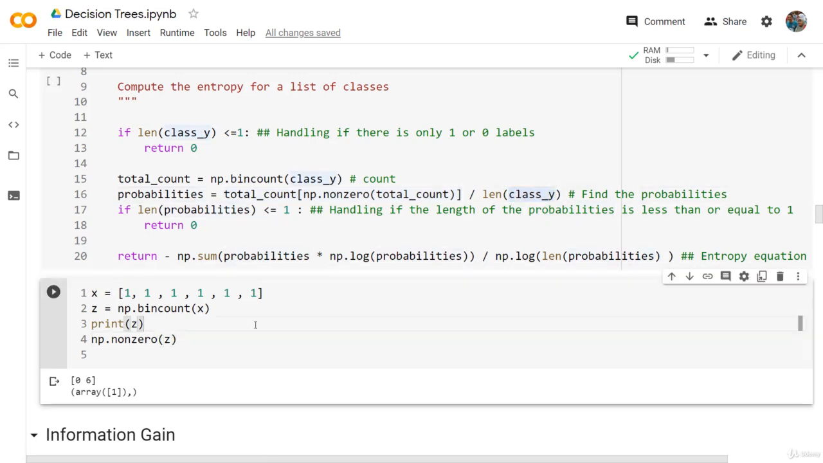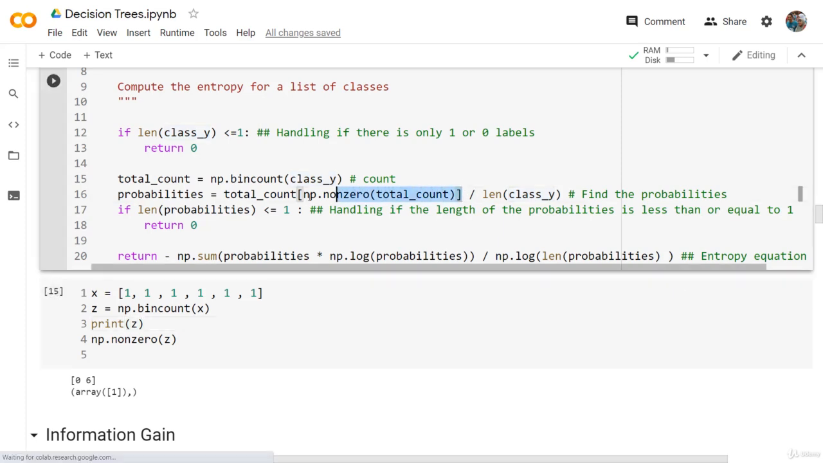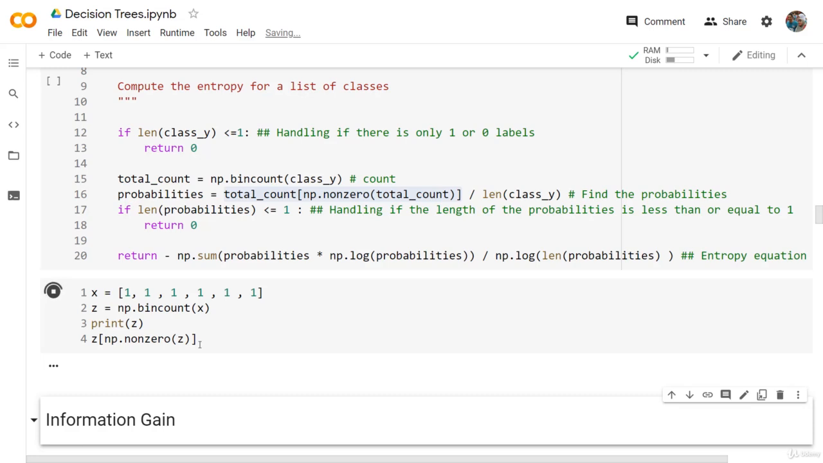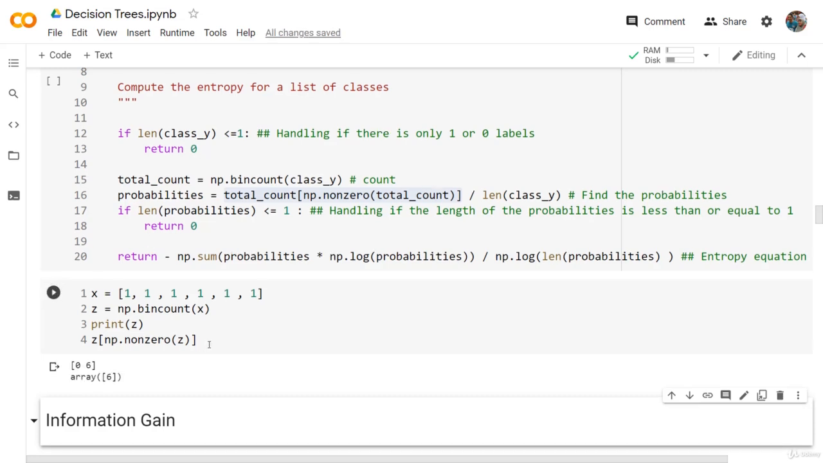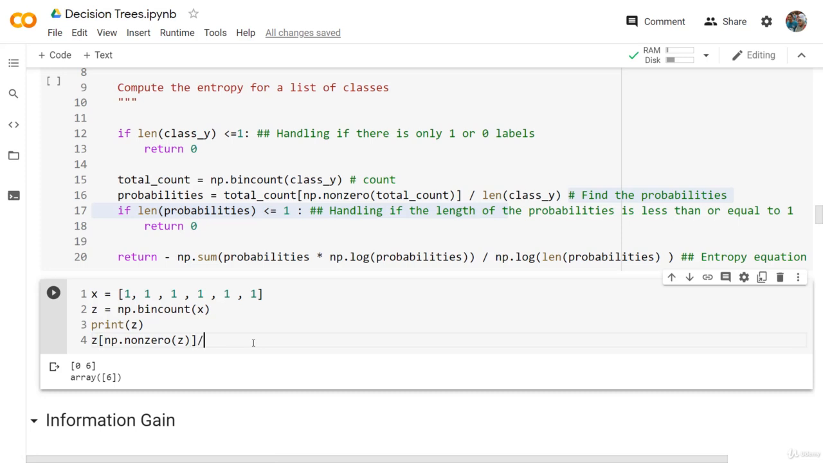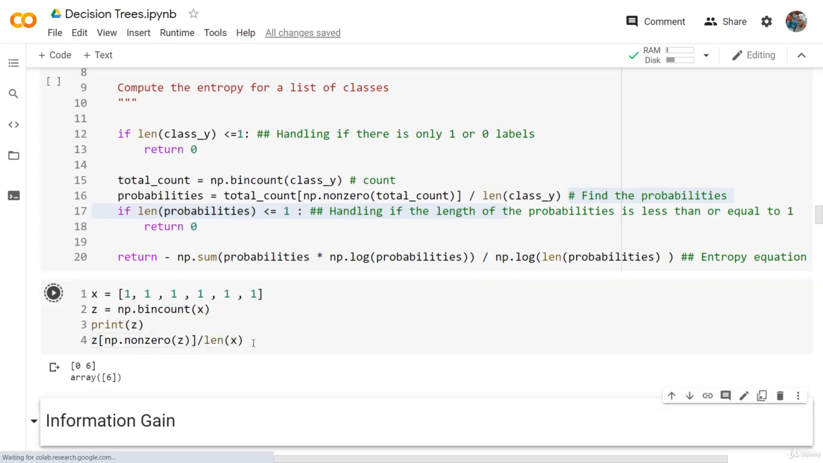So what we are doing here is that if I take this and come here, this is what we called Z, and this is called that, right? So we have only one number, and we are going to divide by the length of X. So as you can see, we have 1.